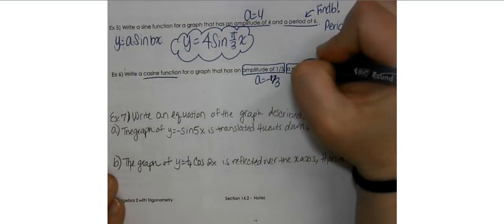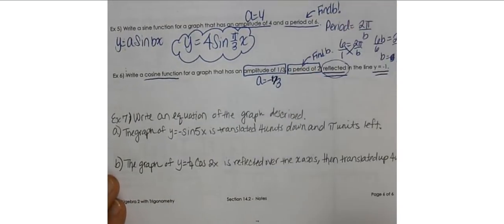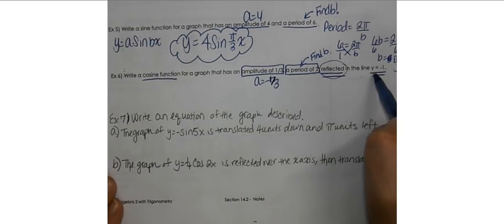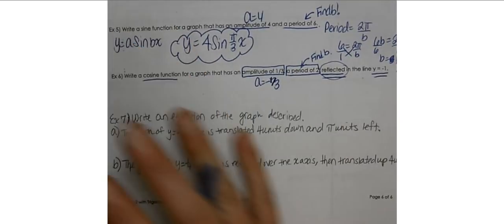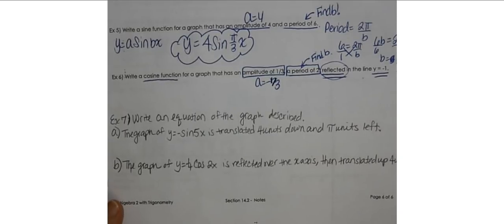A period of 2 means that we need to find what our B value is. So we'll have to find that. And then it's reflected in the line y equals -1, which means that we're working with our h's and k's. Notice that we don't have any information about h. We don't know that we've had a horizontal shift in this case. So our basic function is going to be y is equal to a times the cosine of bx plus k.